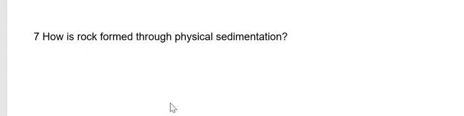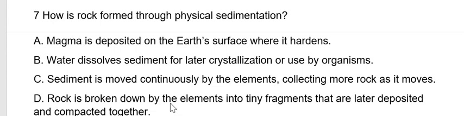Number seven, how is rock formed through physical sedimentation? So let's do that again. How is rock formed through physical sedimentation? Okay, let's see what our choices are. Is it A, magma is deposited on Earth's surface where it hardens? Is that the definition of physical sedimentation? Or is it B, water dissolves sediment for later crystallization or use by organisms? So water dissolves the sediments for later crystallization or use by organisms. Is that how physical sedimentation works?